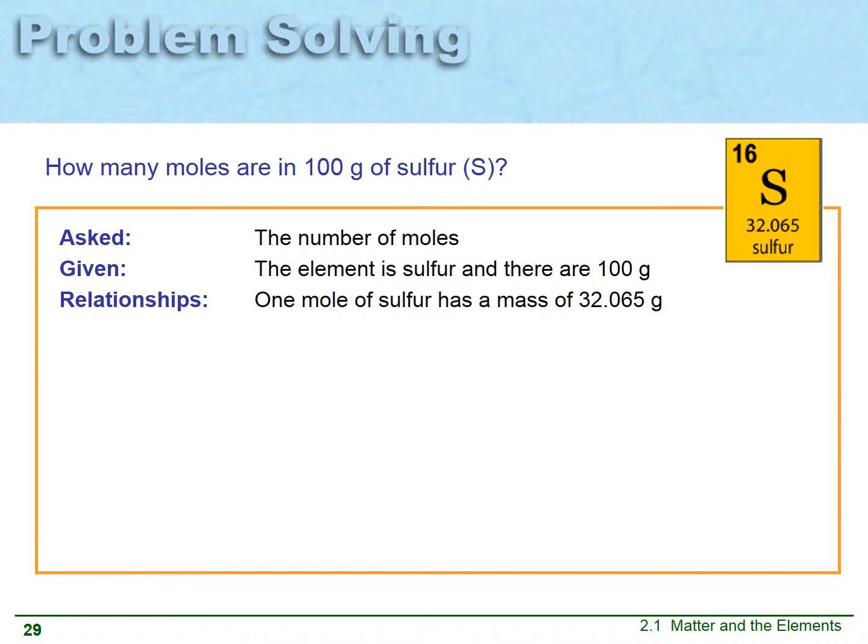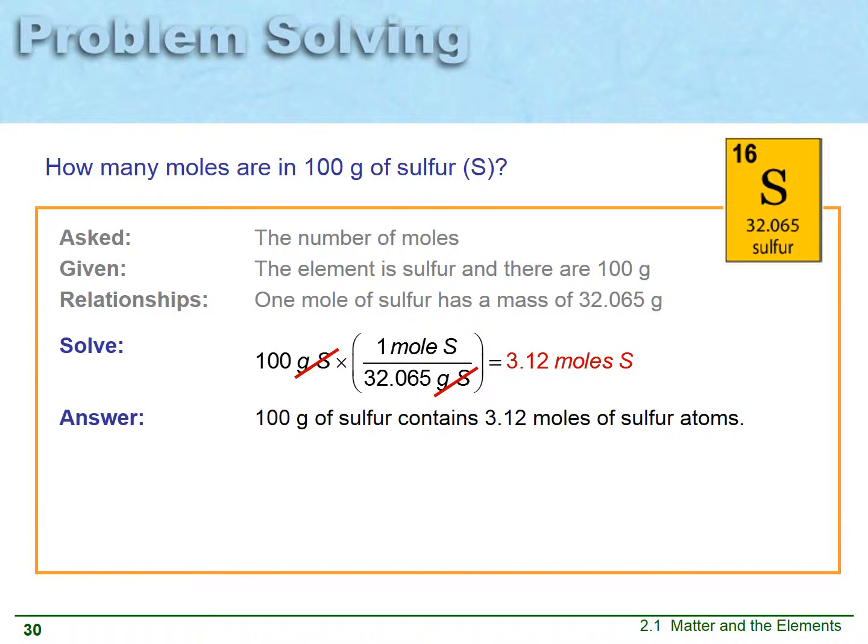We're given that we have 100 grams of sulfur, and we want to know how many moles that is. From the periodic table, we can see that sulfur has an atomic mass of 32.065 grams per mole. Let's use that atomic mass as a conversion factor.